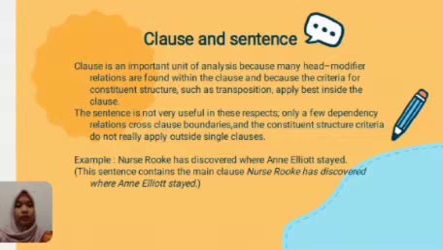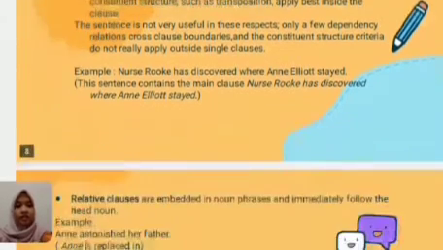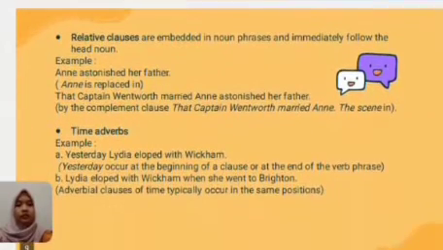An example: "North Rock has discovered where Annie Elliot stayed." This sentence contains the main clause "North Rock has discovered" and the clause "where Annie Elliot stayed." And the next, relative clauses. Relative clauses are embedded in a noun phrase and immediately follow the head noun.